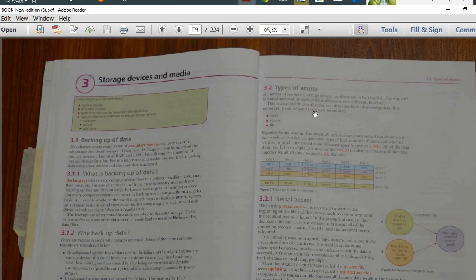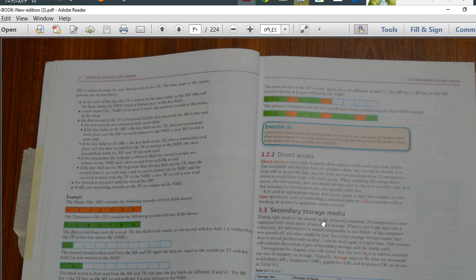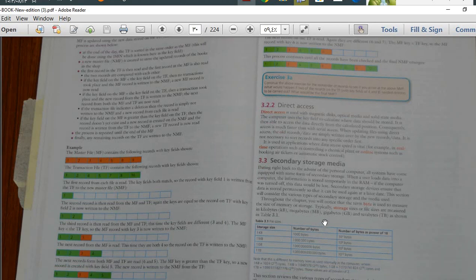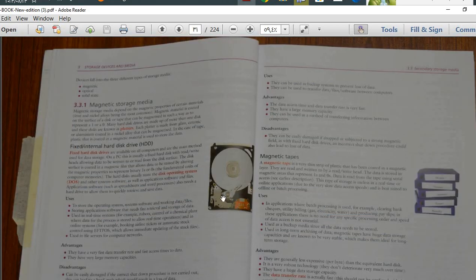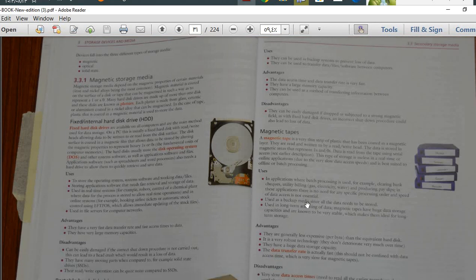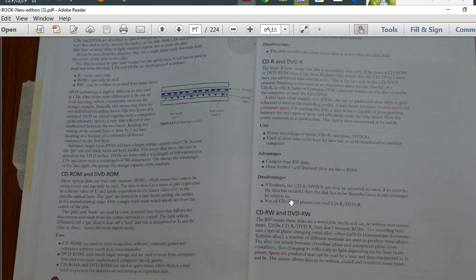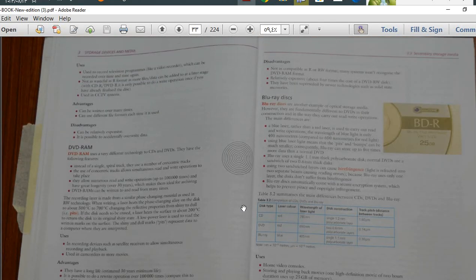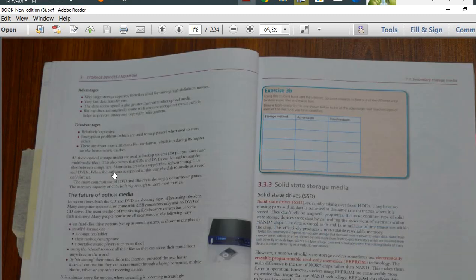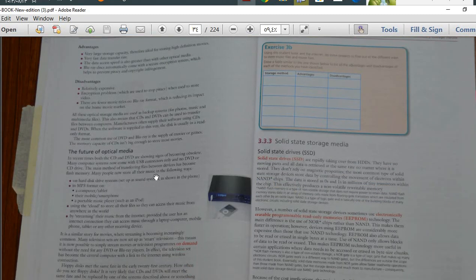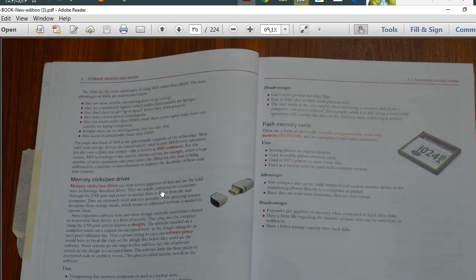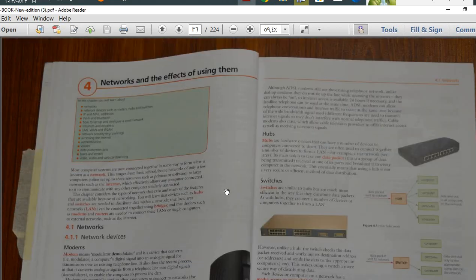Then types of access, how we access the data in the storage. Then secondary storage media, what is secondary storage media? What is a hard disk and how does it work? The CD-ROM and DVD and DVD-RAM also. Look at this, memory sticks or flash memory. All of this we will talk about.